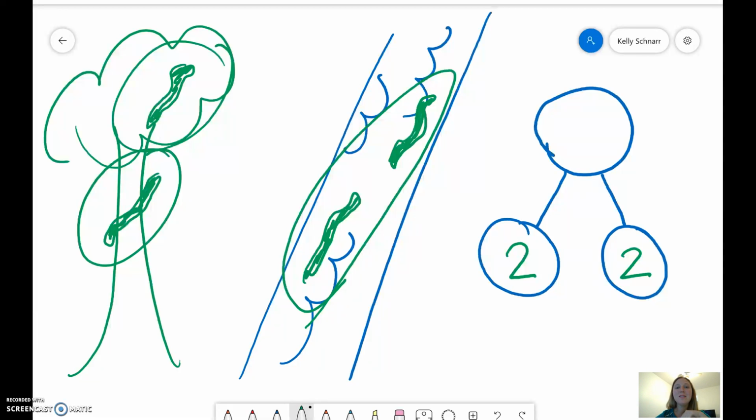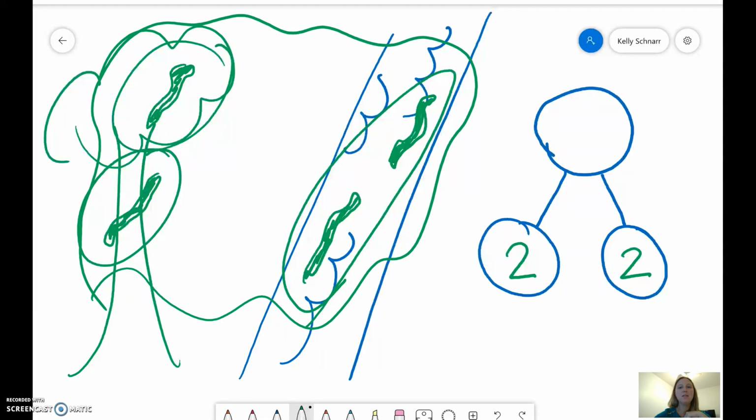But how many snakes do I have all together? Well, if I count all of my snakes, I have 1, 2, 3, 4. So I'm going to put 4 in the whole. Look, I made my number bond. 2 and 2 make 4. Friends, this is what you're going to be doing today in your problem set.